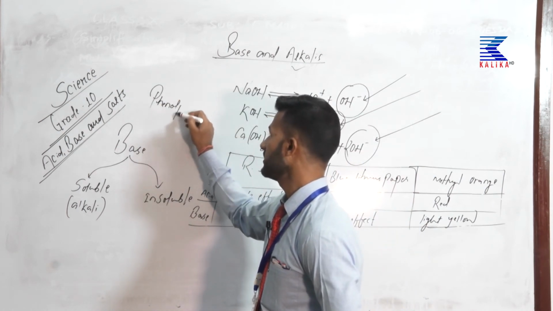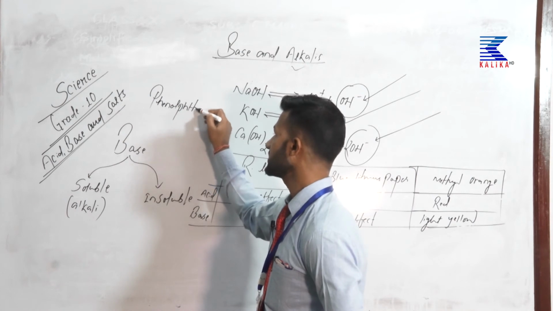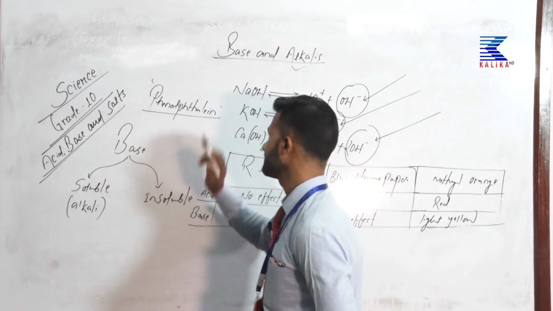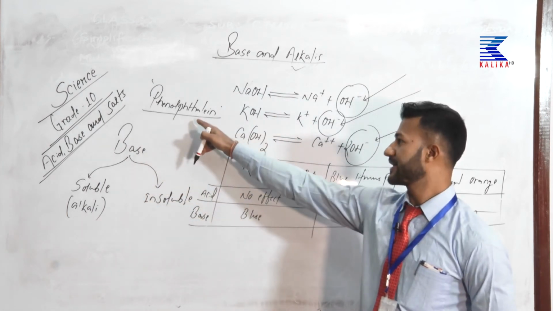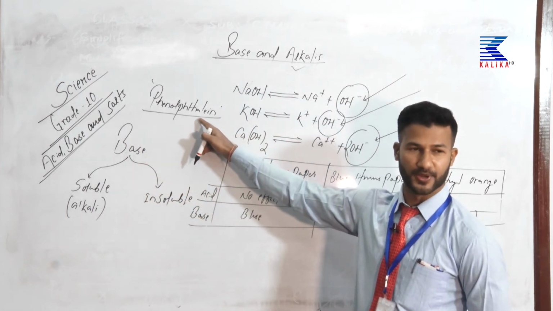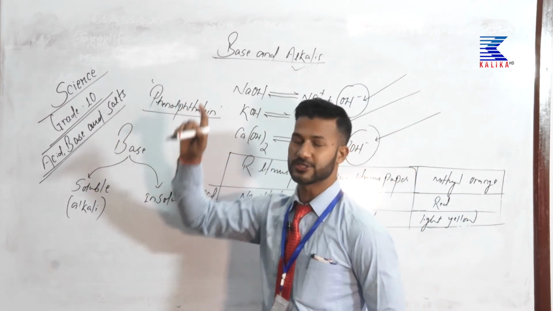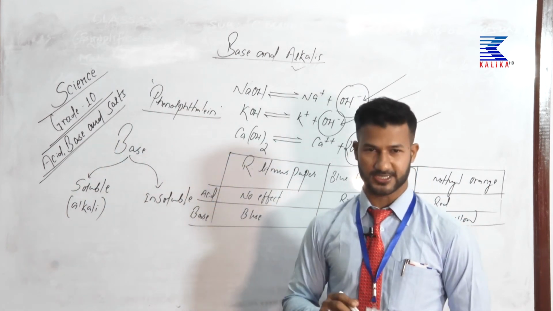P-H-E-N-O-L, phenol, P-H-T-H-A-L-E-I-N, phenolphthalein. This is the correct spelling of phenolphthalein, one of the ordinary indicators, and this also helps you to find out the given chemicals.